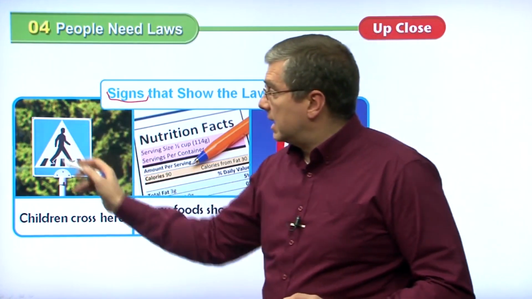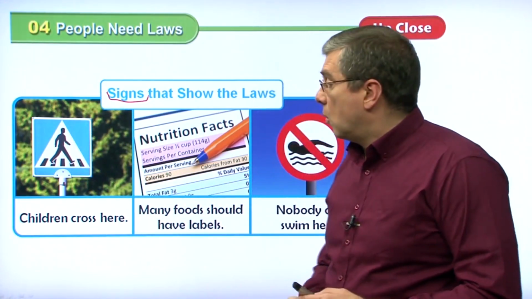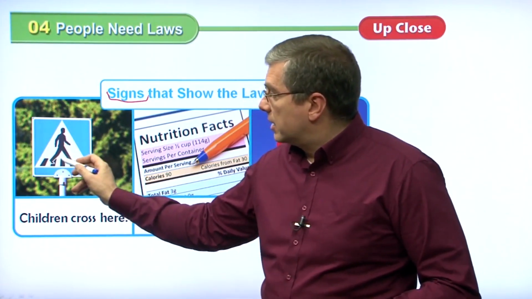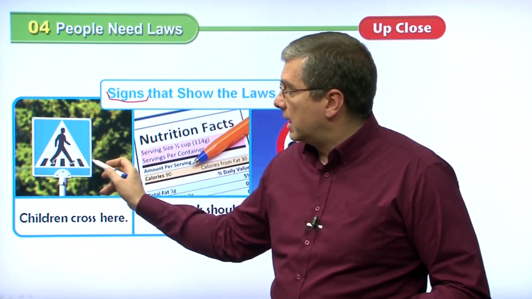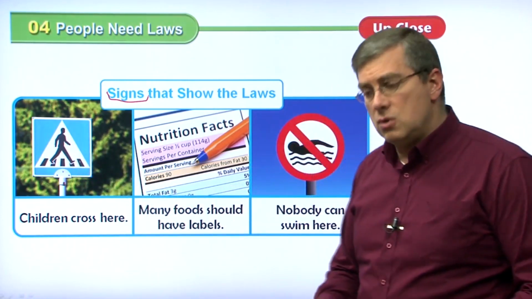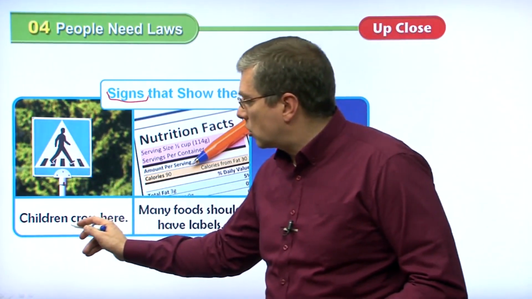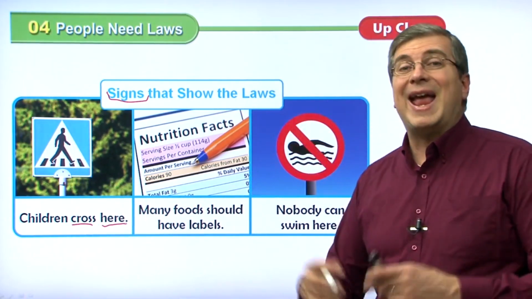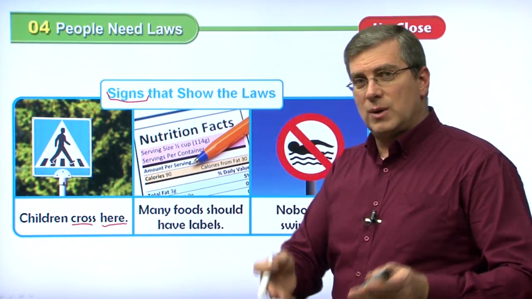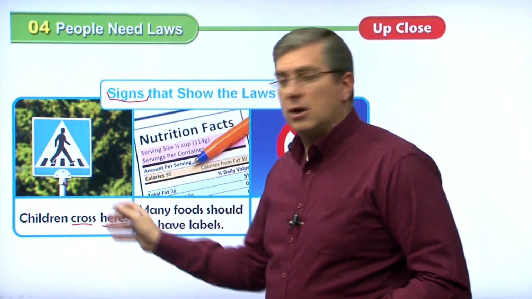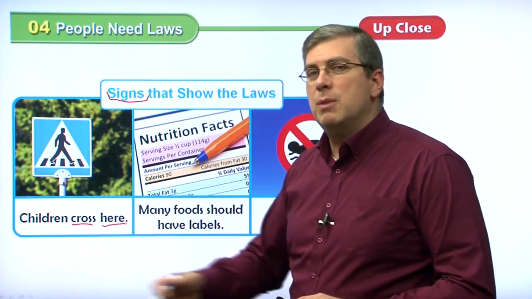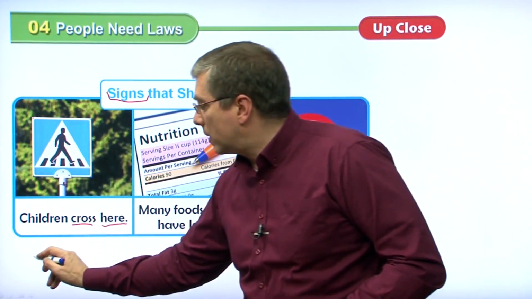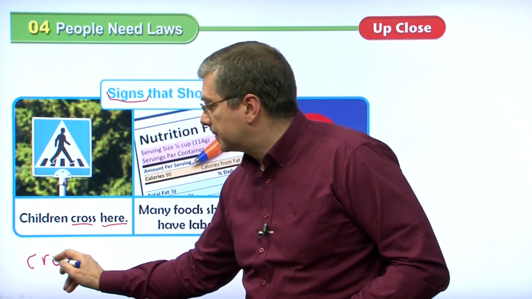Here we have a sign here. This looks like a traffic sign. What is it telling us? It has a picture of a person, and then we have the bars across the street, right? So if you see these bars on the street, what do you know? You know that you can cross here. It says children cross here. Not just children, of course, but anybody. Children can cross here. Anybody can cross here. So this is a place to cross the street. By the way, we call that place a crosswalk.